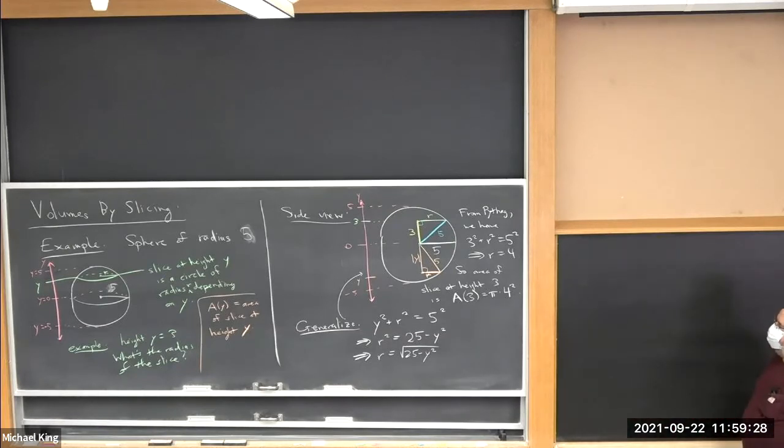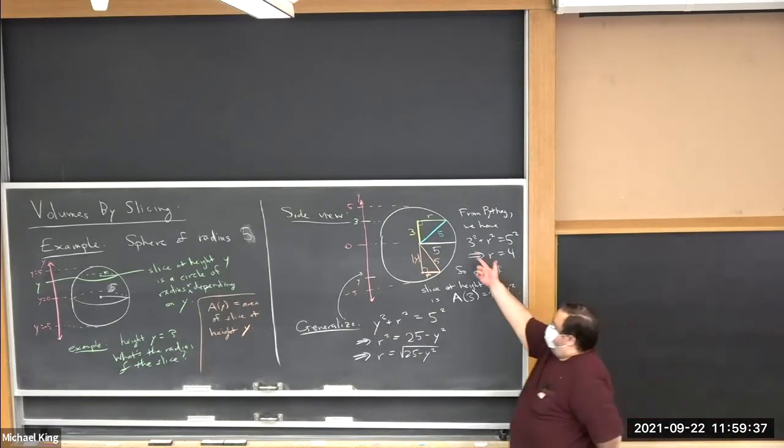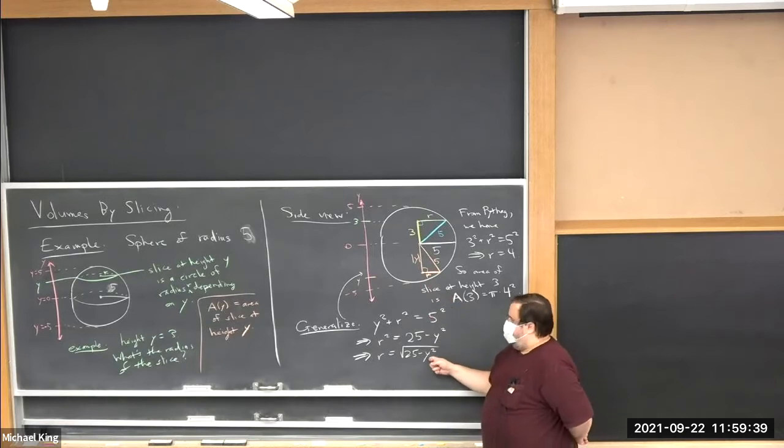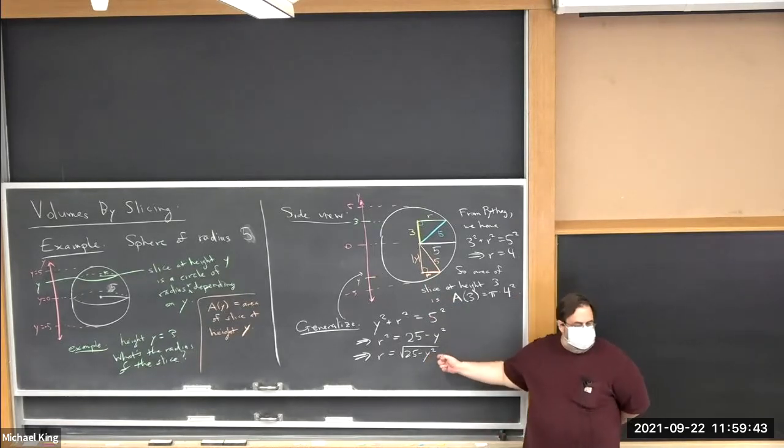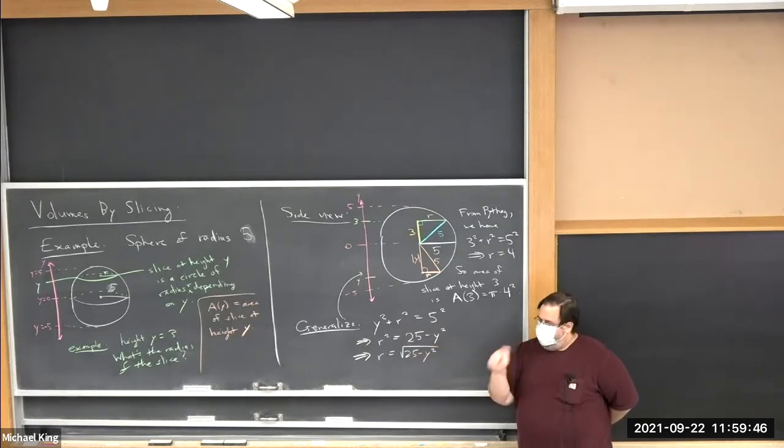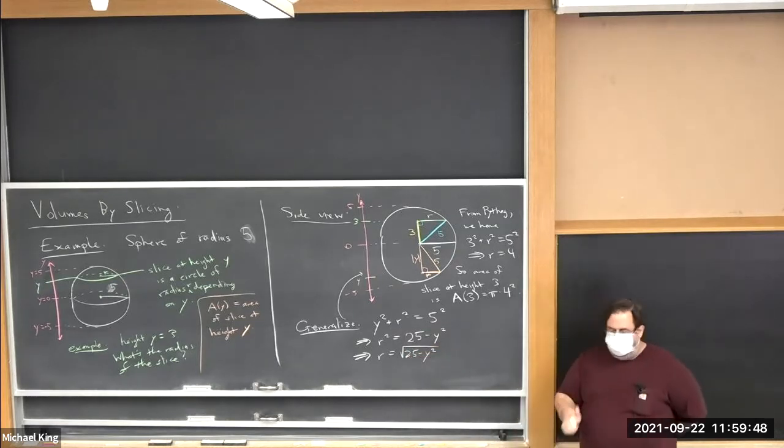Does that work when y is 0? Does it give us what we expected when y is 0? Yeah, the square root of 25 is 5. That's the radius of the slice at height 0. Does it work for heights 5 and -5? Yeah, if we plug in 5 or -5 here, we get 25 when we square it. So we get radius 0. So that's a nice thing to check.